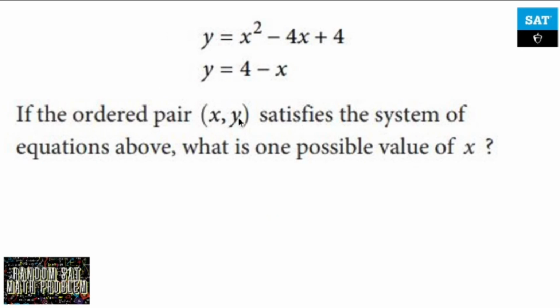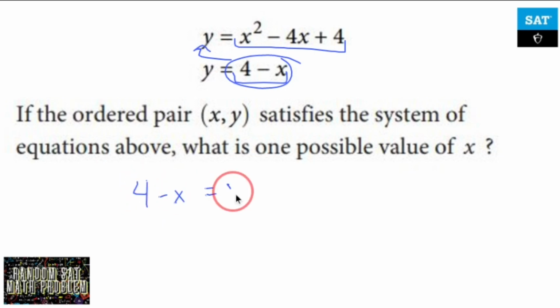If the ordered pair xy satisfies the system of equations above, what is a possible value of x? Ugh. So we have a system of equations, and we just need to find the x. So let's do this. I have that guy and that guy are both y. So substitution says, why don't I just take that and plug it in there. So 4 minus x is going to equal x squared minus 4x plus 4.